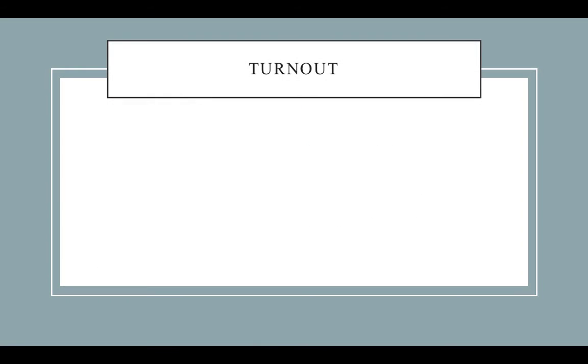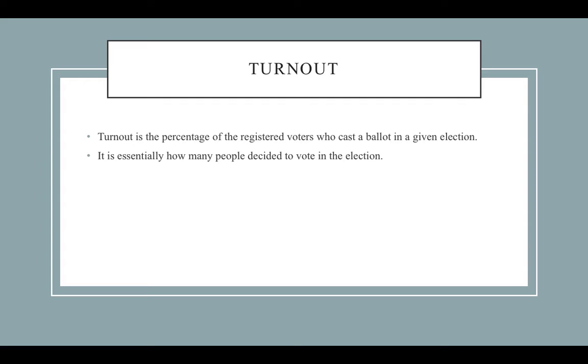Now, the most important way we can have a look at electoral participation is by looking at the turnout. How many people came out to vote, to cast their ballot, to even put the effort in to go and vote. So turnout is the percentage of registered voters who cast their ballot in a given election. It is essentially how many people decided to vote in the election.